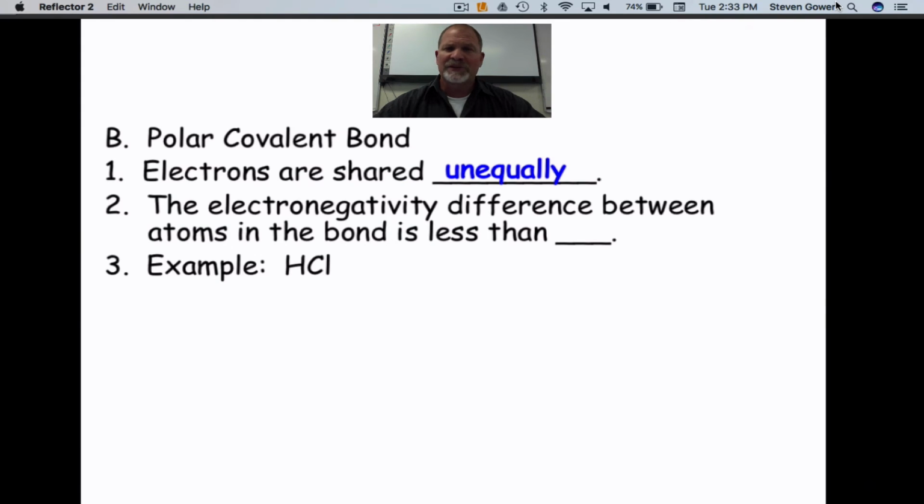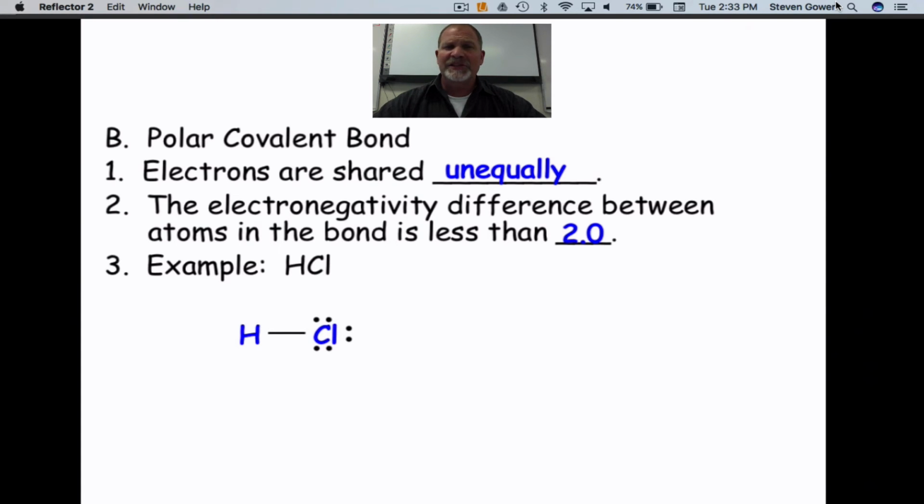Second type, still covalent, but now it's polar. What happens now is they're sharing electrons, but they're starting to share them unequally. And so someone's starting to win, someone's starting to lose, and you have a difference in electronegativity. When someone loses, they become positive. When someone gains, they become negative. So it starts to become lopsided slightly. This is anywhere greater than 0, but less than 2.0. We fall in this category.